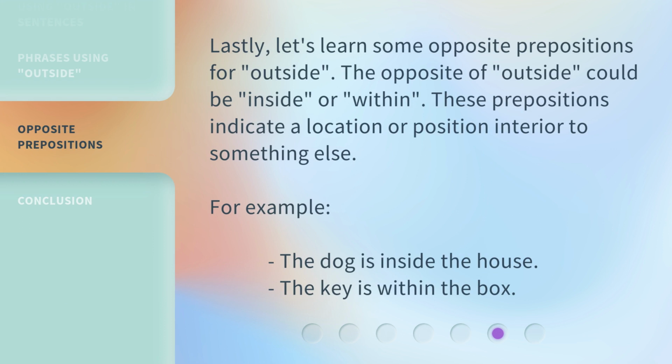Lastly, let's learn some opposite prepositions for outside. The opposite of outside could be inside or within. These prepositions indicate a location or position interior to something else. For example, the dog is inside the house. The key is within the box.